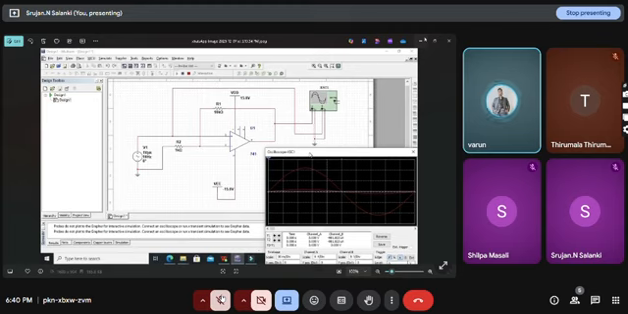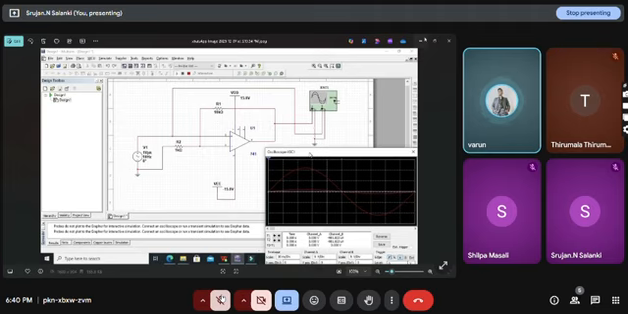In this circuit, we are applying a sinusoidal input signal of 1 volt peak and 10 Hz to the non-inverting terminal, which is the positive input of the op-amp. Since it is a non-inverting configuration, the output signal will have the same phase as the input, meaning no inversion happens. Next, we have a feedback network made of two resistors, R1 and R2.